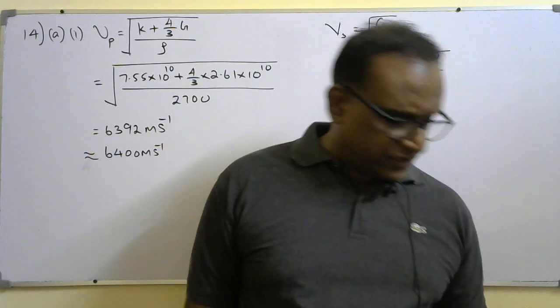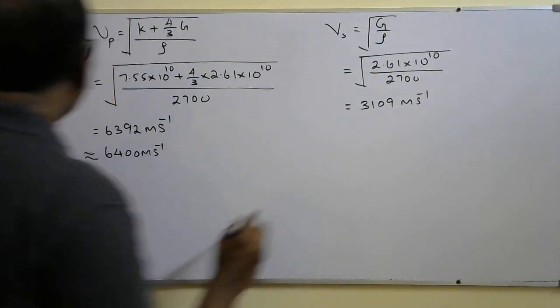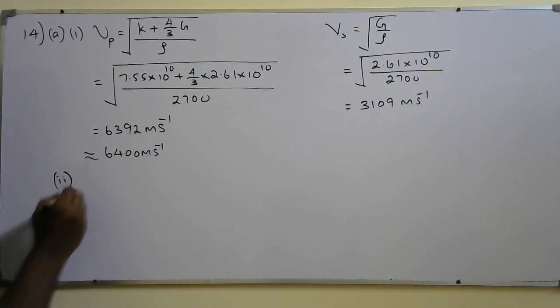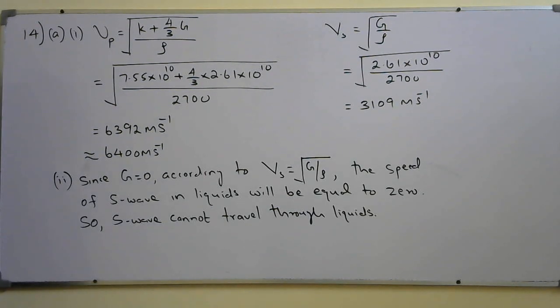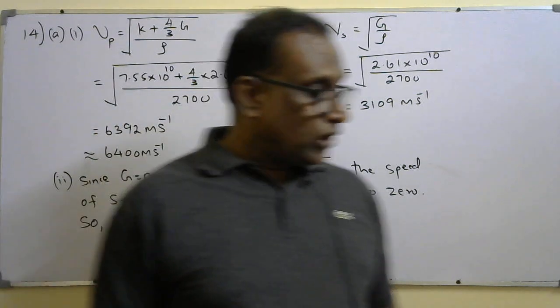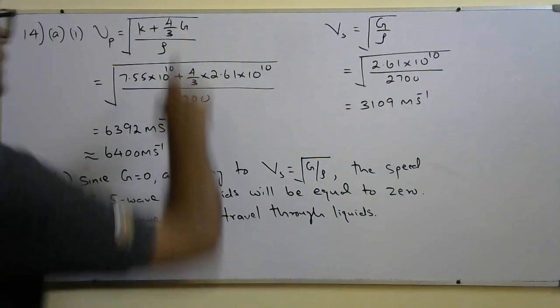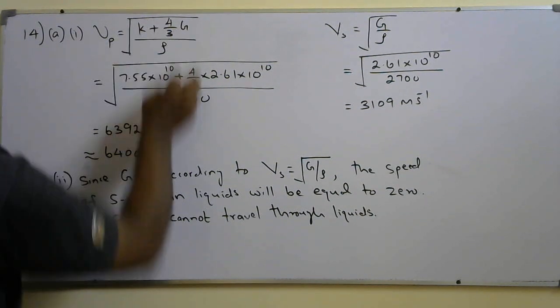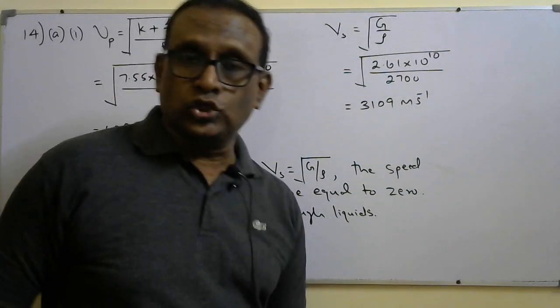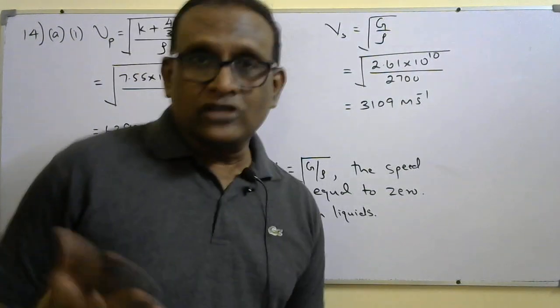That's the answer. So second part you can say, so that means S wave cannot travel through liquid. So what about P wave? Yes, P wave can travel because for liquid G is 0, then the speed of the P wave will be equal to square root of K over rho. So P wave can travel through liquids but S wave cannot travel.